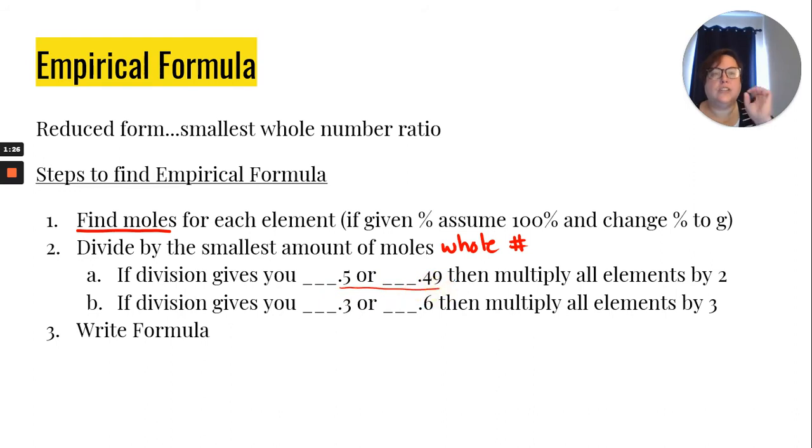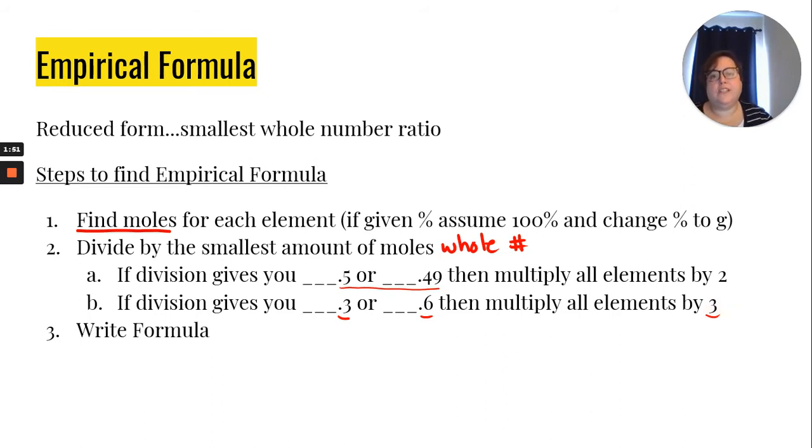That's too close, that's too in the middle to be able to round up or down. So what you do is you leave it as 2.5 or 3.5 or whatever it is, and then you multiply all of the elements by 2, and that gets rid of the 0.5. And so then you have the smallest number ratio. If the number ends in 0.3 or 0.6, then you multiply all of the elements by 3.